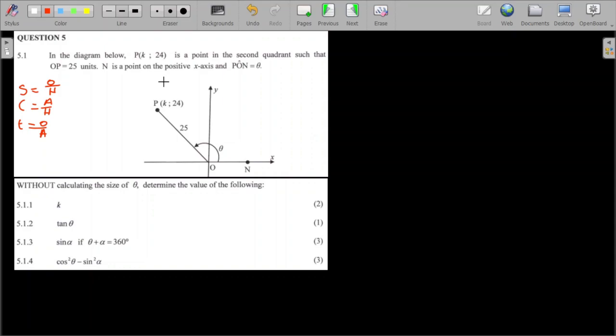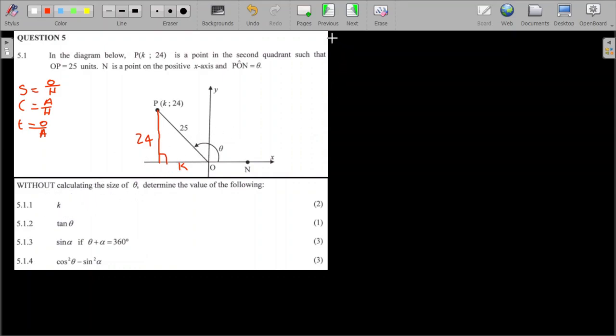Here you're saying in the diagram below, P (k, 24) is a point in the second quadrant such that OP is 25 units, and N is a point on the positive x-axis, with angle PON equal to theta. If you complete this triangle, you can see that it gives us a right-angled triangle, where k is an x value, and our y value is going to be 24 as the opposite side, and the hypotenuse is 25.